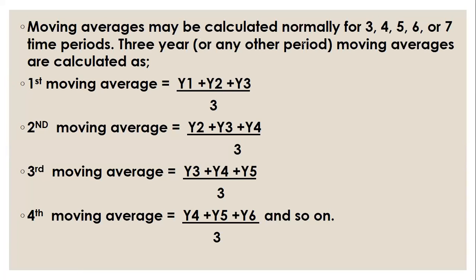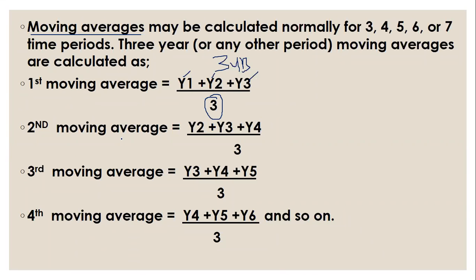Suppose we are calculating moving averages for 3 years. If we are calculating a 3 yearly moving average, then take the first data y1, y2, y3, and then we divide that whole by 3. Why 3? Because we are calculating the average for 3 years. So that will be the first moving average.